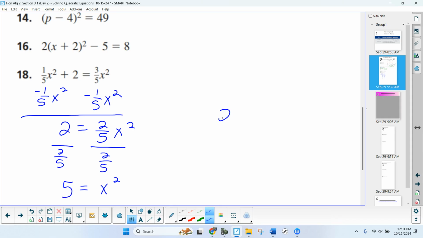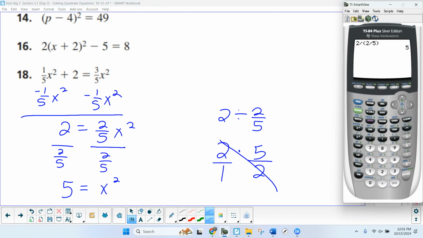Now, guys, how did I do that in my head without using my calculator to start? How do you divide 2 divided by 2/5? You multiply by the reciprocal, and then that's over 1, and those cancel. You just get 5. How do you know that? If you did it in your calculator, you had to have 2 divided by, and this is a case where you have to have parentheses around the 2/5. Okay? All right, now what do I do?